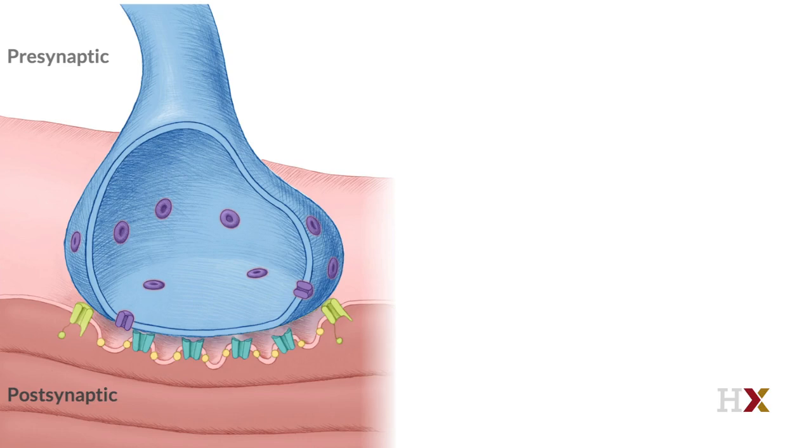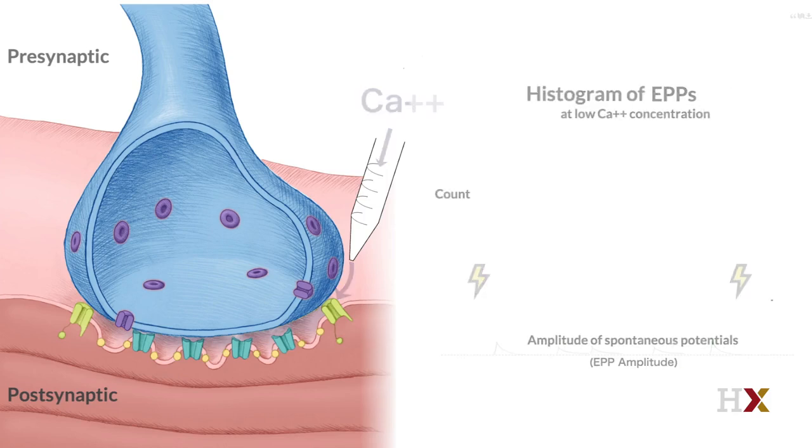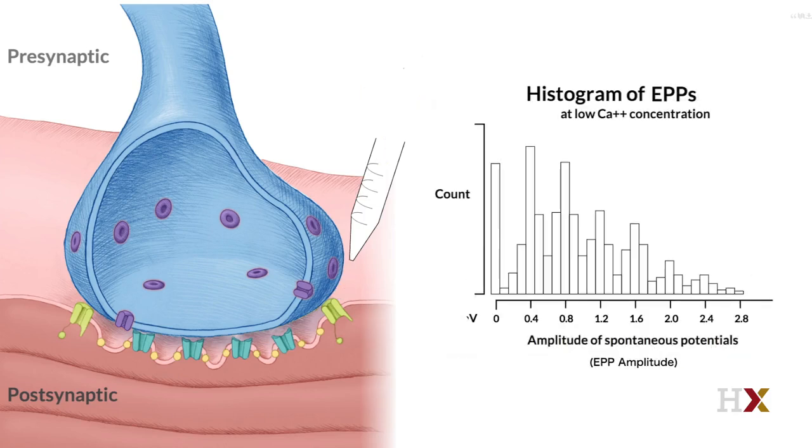The breakthrough clue came from a close observation of the amplitude of EPPs under low calcium conditions. Recall that EPP's size varies with calcium concentration. Under very low calcium concentrations, the EPPs will be quite small, not much bigger than the size of the mini EPPs. When Katz plotted a histogram of EPP amplitudes under low calcium concentrations, he saw something striking.